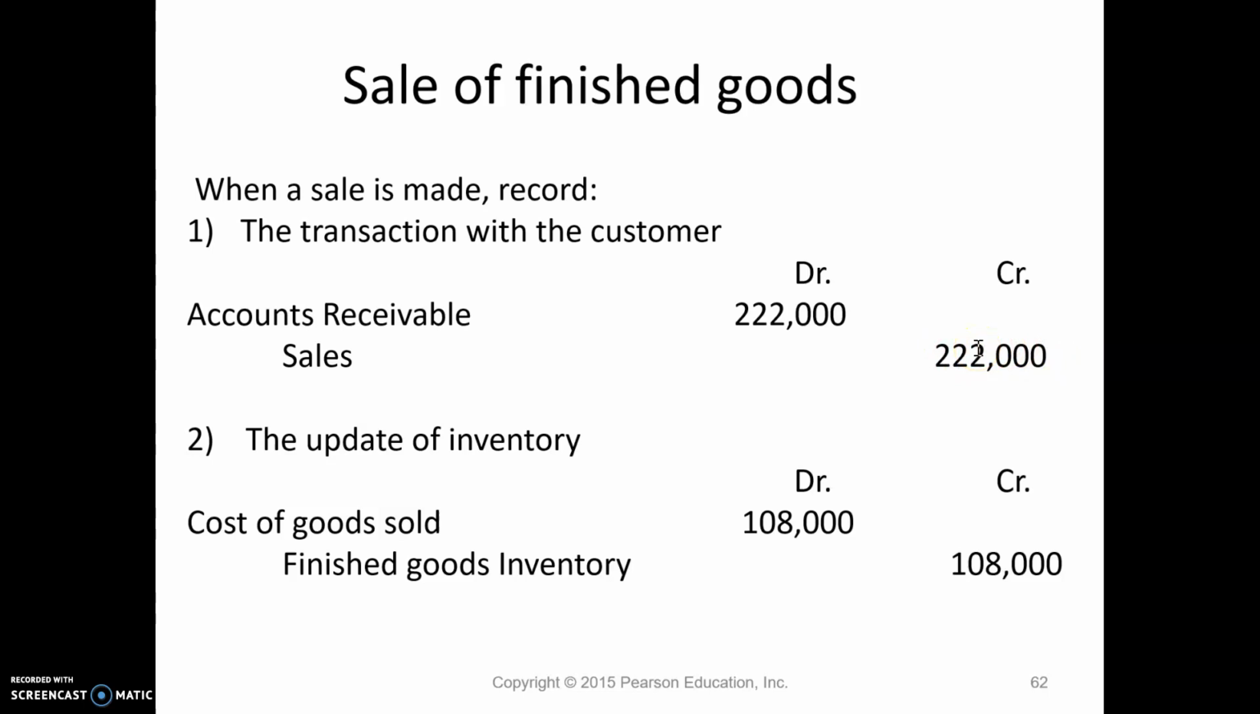And then we learned back in financial accounting, we have to update our inventory account. So we debit cost of goods sold for the cost of the inventory, and we credit the finished goods inventory for the cost of the inventory. So the finished goods inventory goes down because those goods are going out the door. They're going to the customer. So our finished goods inventory should be going down. That happens with a credit. So that's how job costing works.